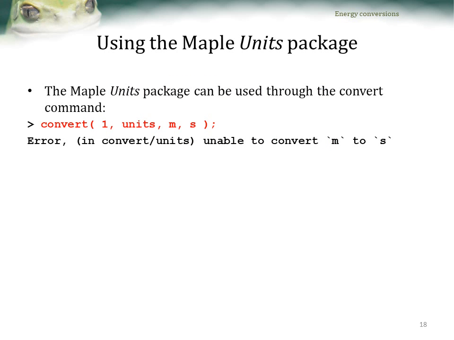Now, the Maple Units package can be used to perform units conversions through the convert command. So, for example, this command converts 1 meter to seconds. Now, by default, the units package will not do this because meters and seconds do not measure the same thing. However, if you give it the option energy, then it will attempt to perform an energy conversion. And in this case, it will give you exactly 1 over the speed of light.